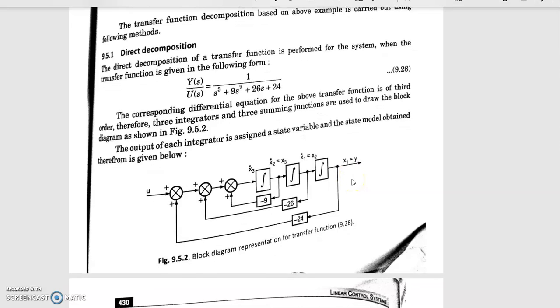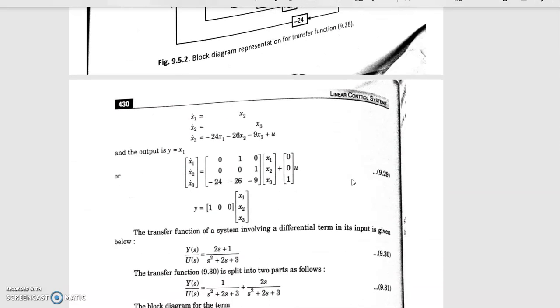So assume three different variables like x1 dot, x2 dot, x3 dot, and arrange all these things in a state variable matrix form. So we will obtain x dot is equal to Ax plus Bu, and second, the output y equal to Cx form.